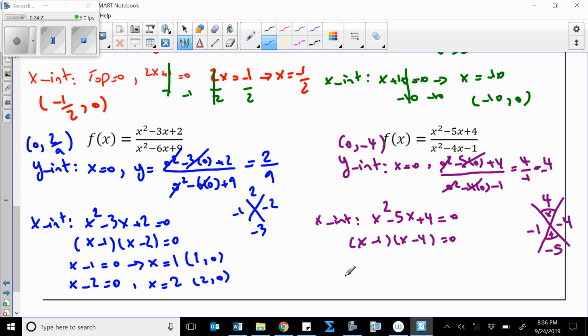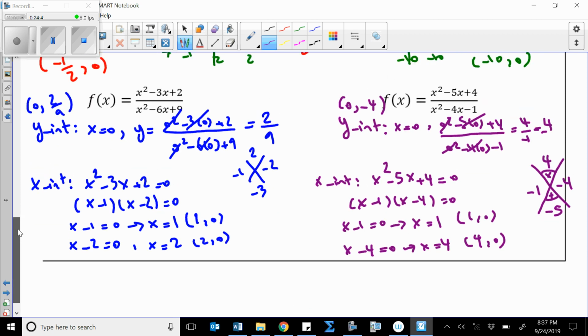Now you just need to set each of them equal to 0. X minus 1 equal to 0, then x is equal to 1. X minus 4 equal to 0, x is equal to 4. So your x-intercepts are 1 and 0 and 4 and 0.